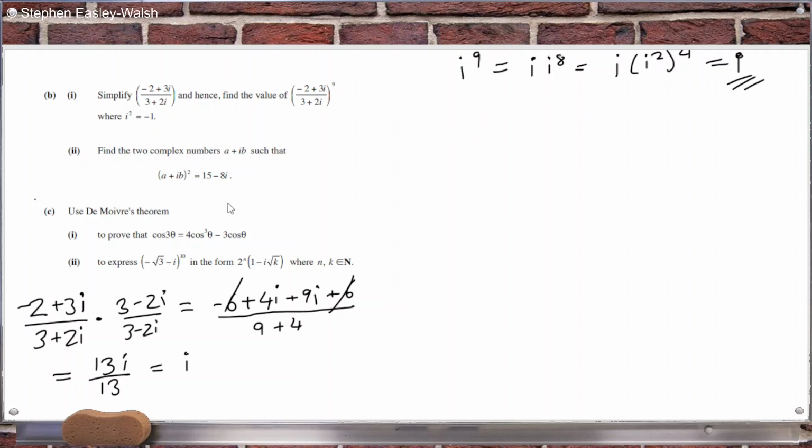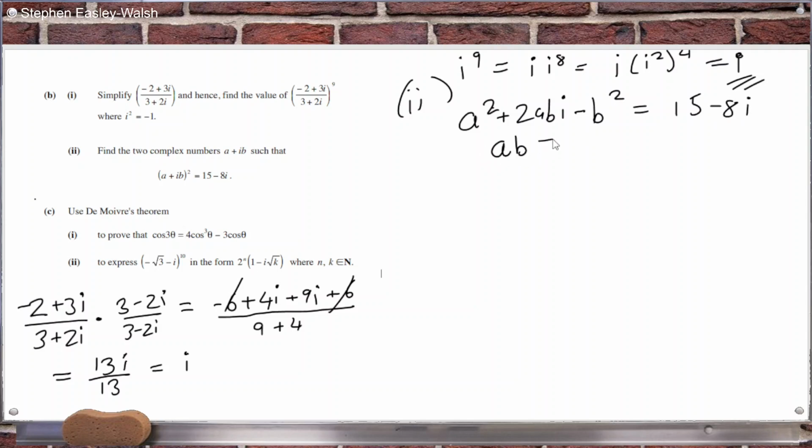Next, we want to get the root here. So in part 2, we're looking for the root of 15 minus 8i. So expanding on the left, we get a squared plus 2abi plus i squared b squared. So a squared minus b squared is equal to 15 minus 8i. So we can see that ab should equal minus 4 and a squared minus b squared equal to 15.